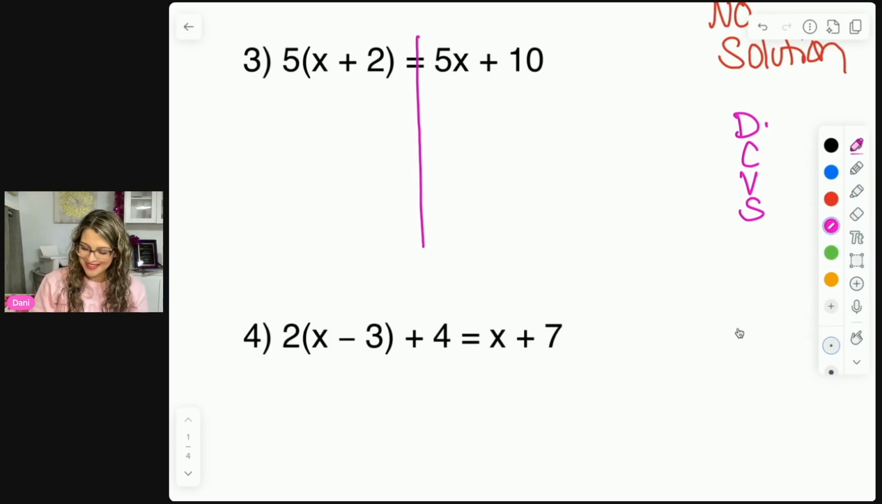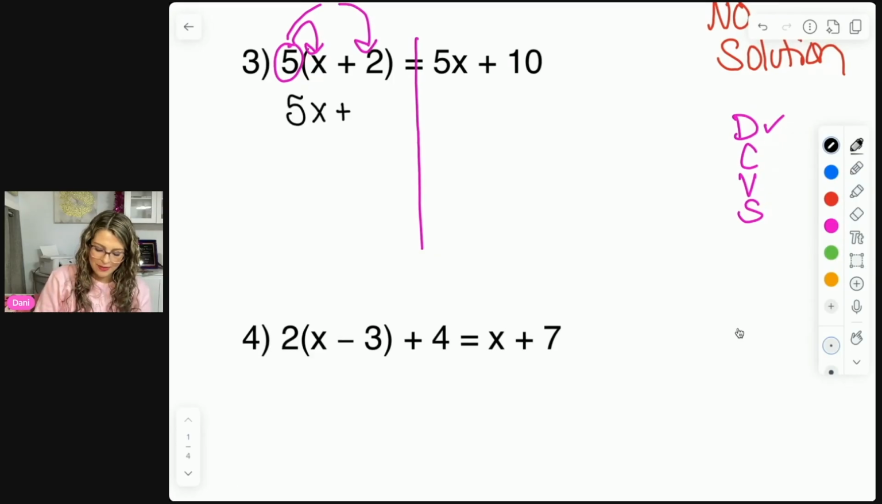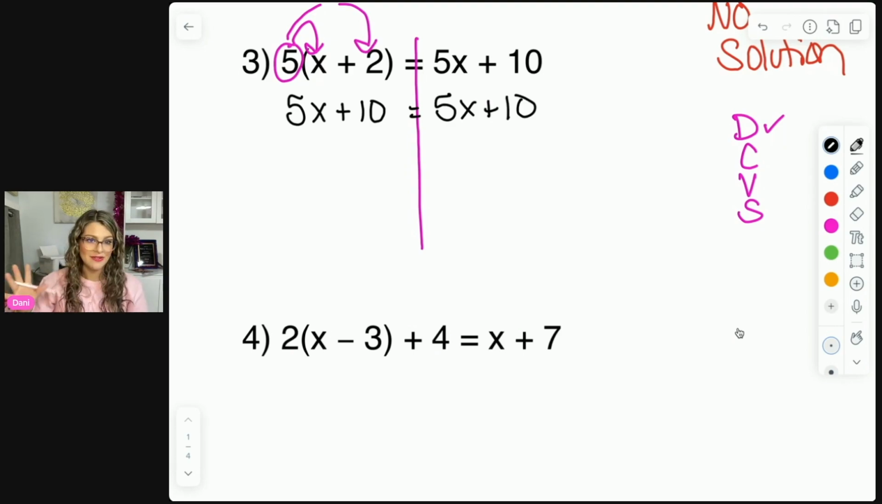All right, so we can indeed distribute. So let's distribute that 5. We get 5x plus 10 equals 5x plus 10. Well, this is interesting because the left and the right-hand side right now are perfectly the same. So at this step, you could say, oh, snap, left and the right are equal. That does mean infinitely many solutions.